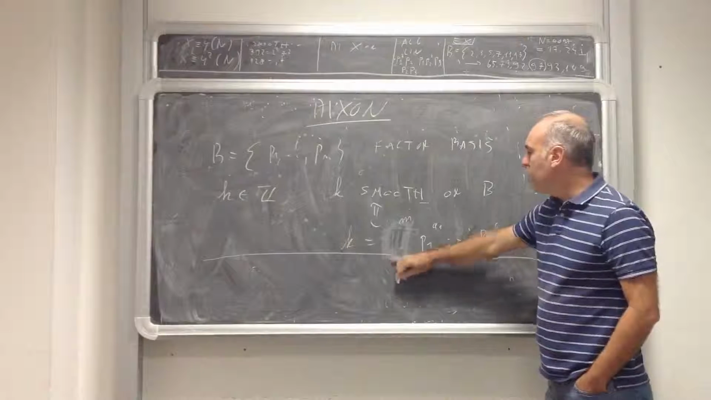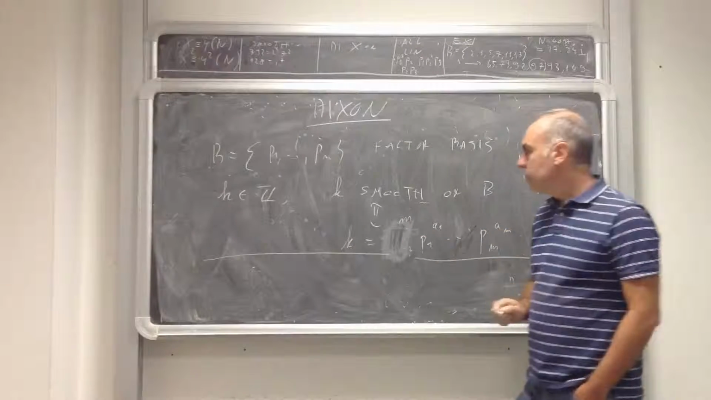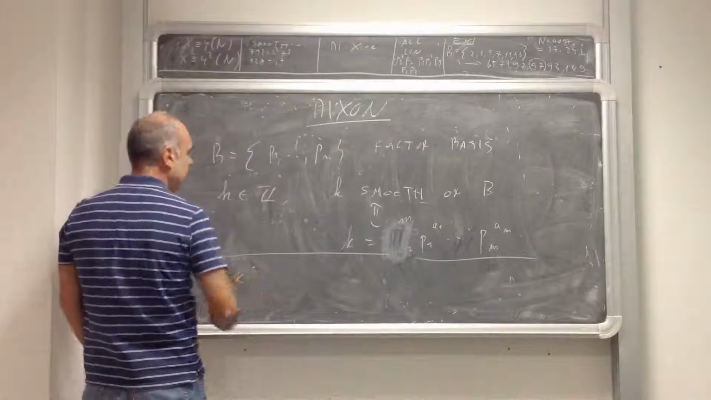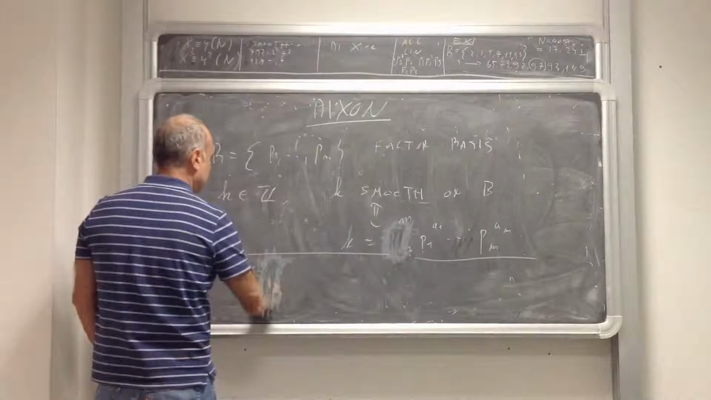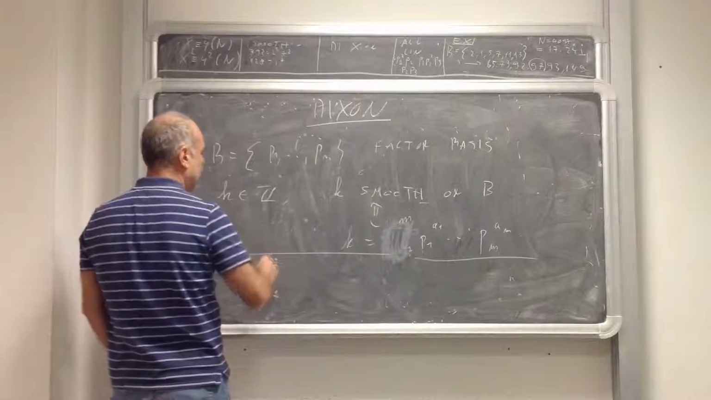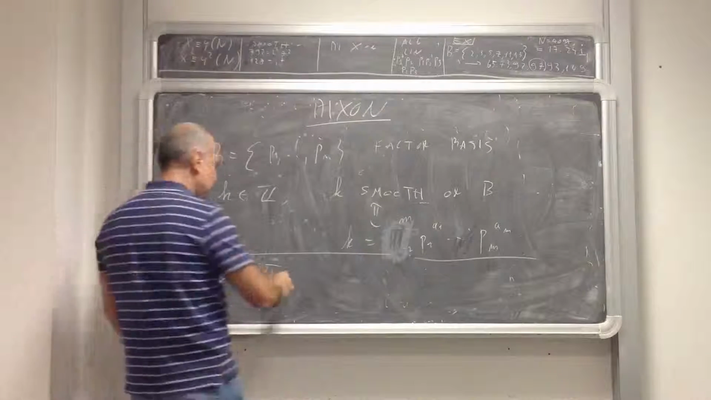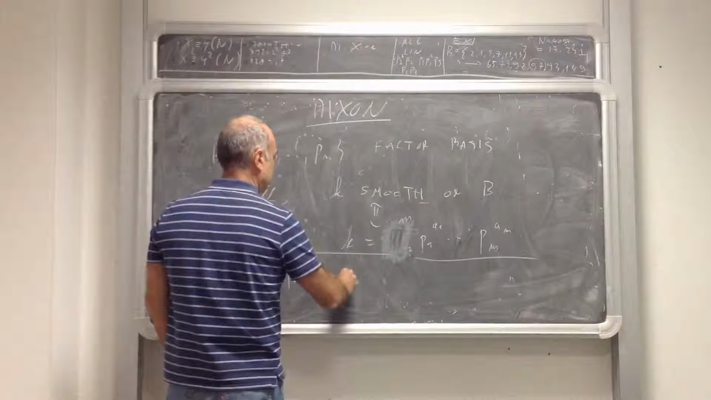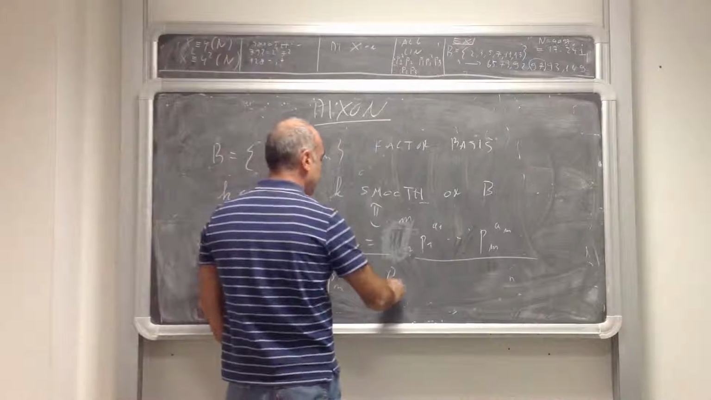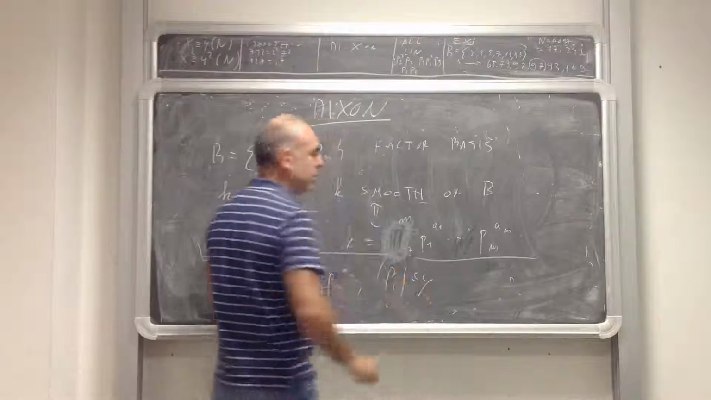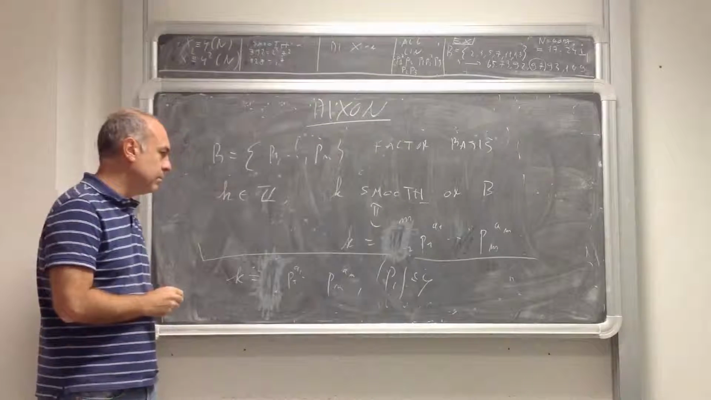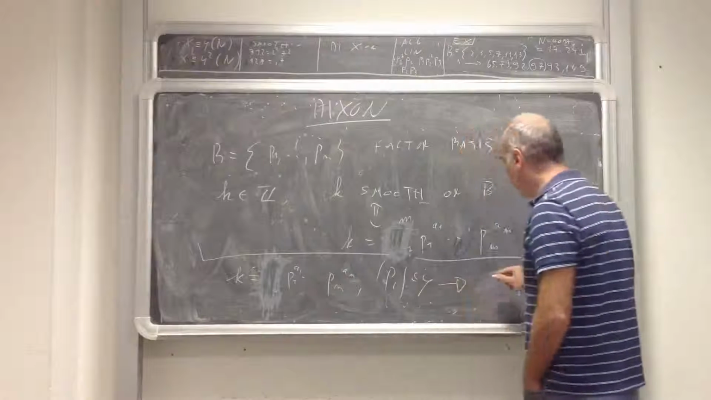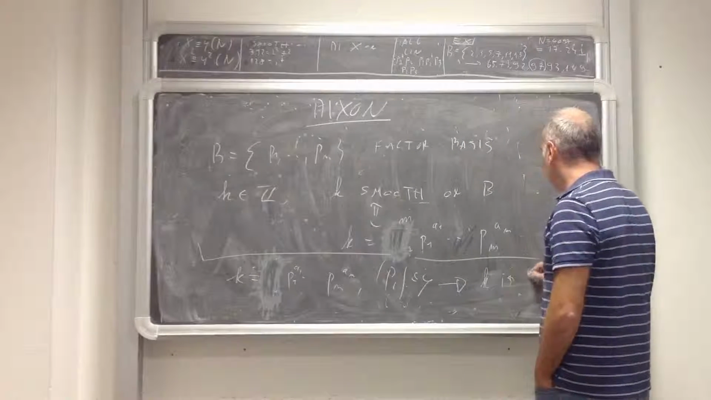Then there is a special case. If k can be factorized as a product of primes, such that all primes are less than a number y, then we say that k is y-smooth.